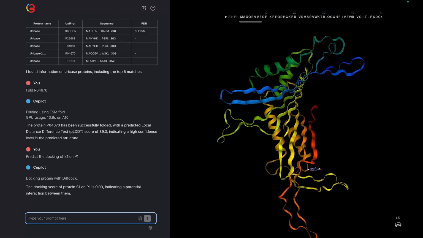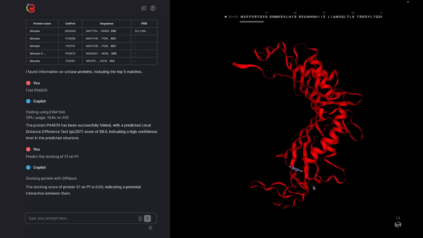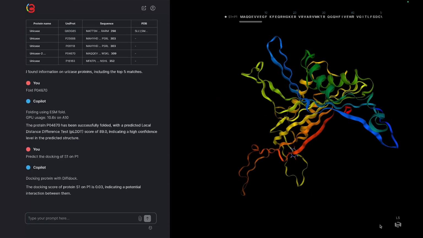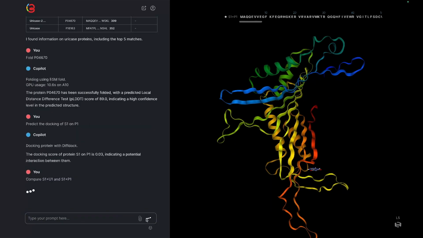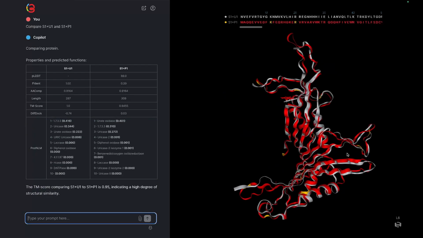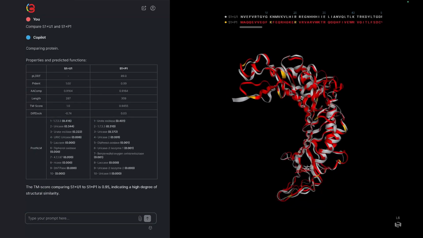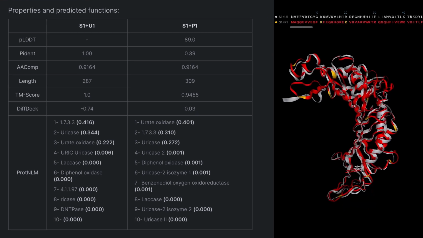as before. And now we can easily evaluate the results by asking Copilot to compare S1 plus U1 and S1 plus P1. This compare table shows a number of useful metrics. For example, pLDDT is a measure of the structure prediction confidence. It ranges from 0 to 100, and generally 80 or above is considered good. Not all PDBs necessarily have an associated pLDDT, which is why the uploaded protein U1 is not showing this column.